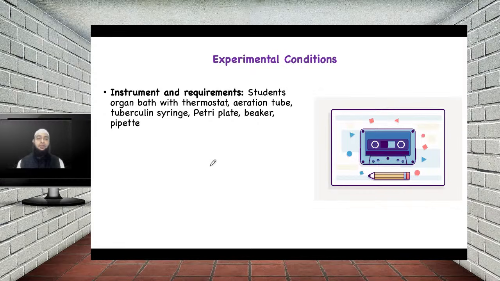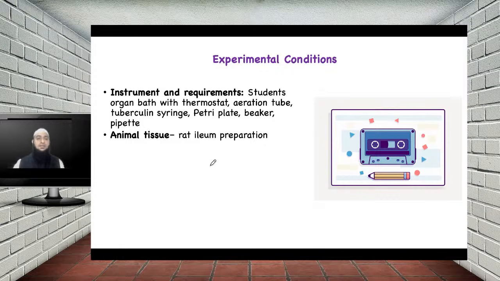A tuberculin syringe is needed to inject the drug in the appropriate amount. Then a Petri plate, beaker and pipette are also needed to process the tissue and to mount it on the organ bath. So this is about the instruments and the requirements. Let's see which animal tissue we are using.